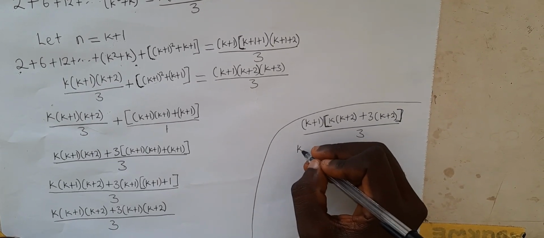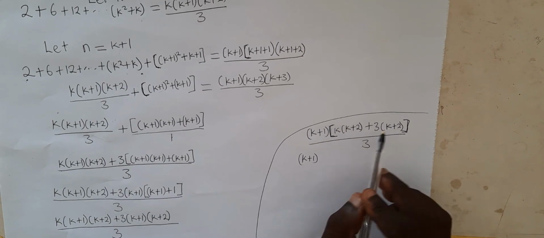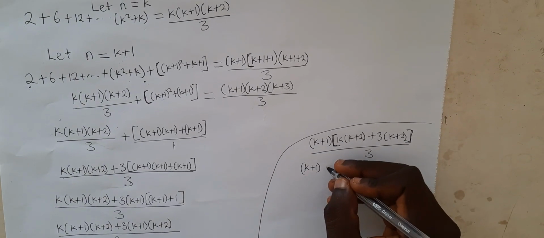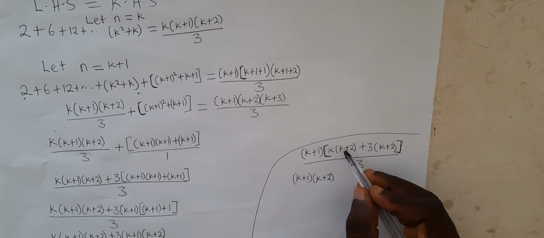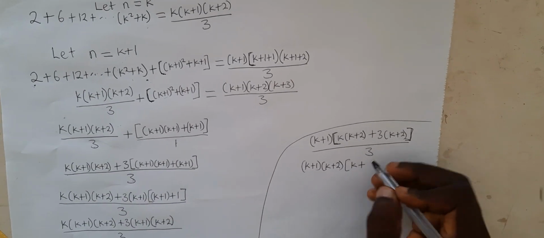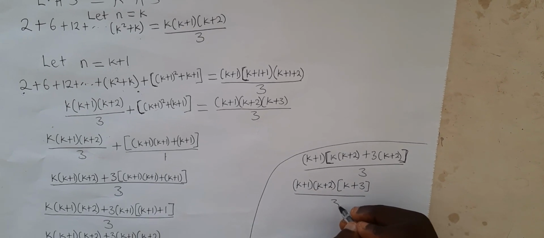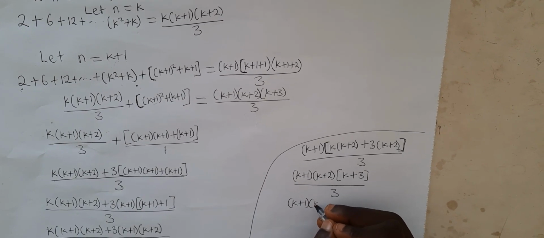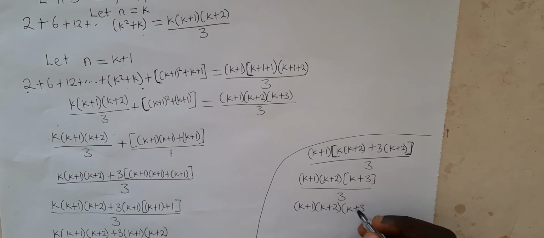So here I have k plus 1. Now, you will see that something is still common here again. That is k plus 2. So I will need to factor out k plus 2. So I'll bring it out again. I will have what? K plus 2 to join this one. So if I bring k plus 2 out here, I'll be left with what? K. I'll be left with k here plus. If I bring k plus 2 out here, I'll be left with 3. Everything all over what? All over 3. So here I have what? K plus 1, bracket k plus 2, under bracket k plus 3, all over what?